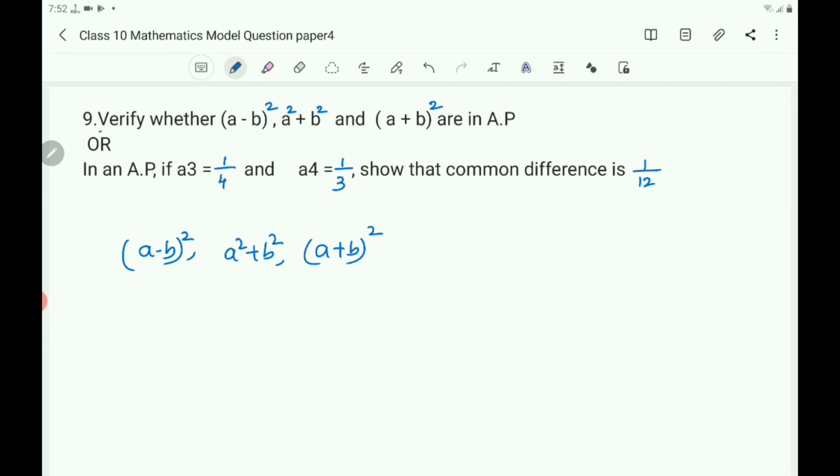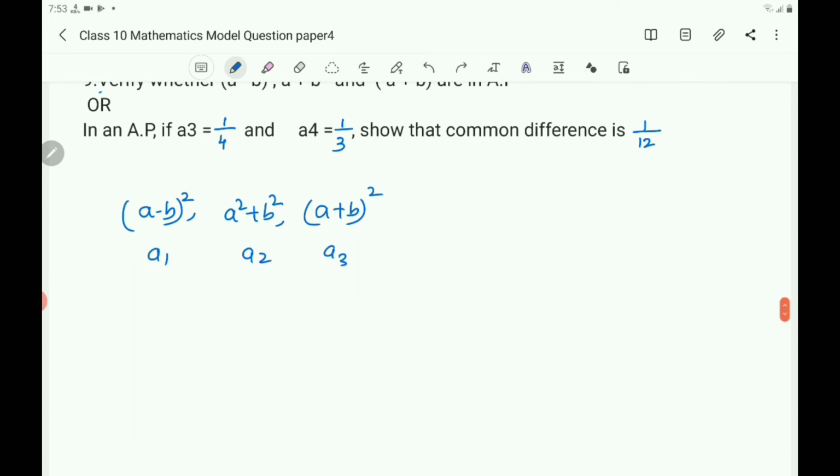Here there are two methods to verify this. One is by using the arithmetic mean. We have to verify whether a square plus b square is the arithmetic mean of these two or not. The second one is considering this is a1, this is a2, and this is a3. If a2 minus a1 is equal to a3 minus a2, then you can say that these three terms are in AP.